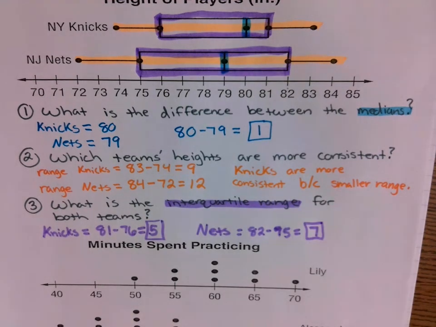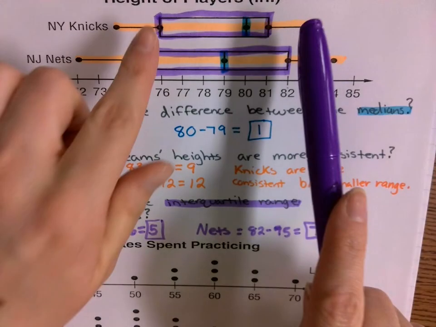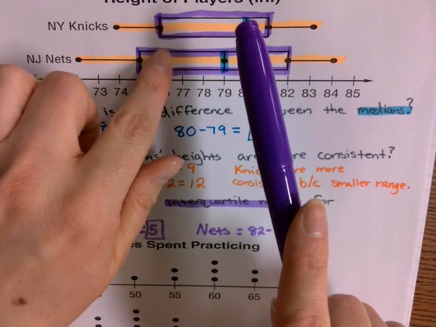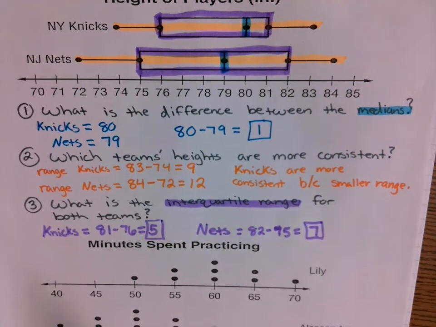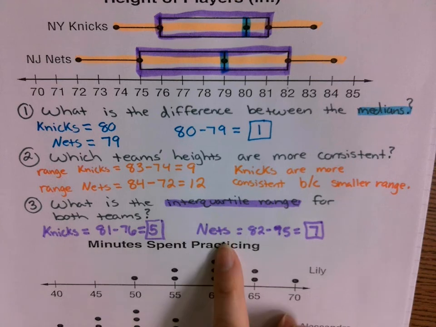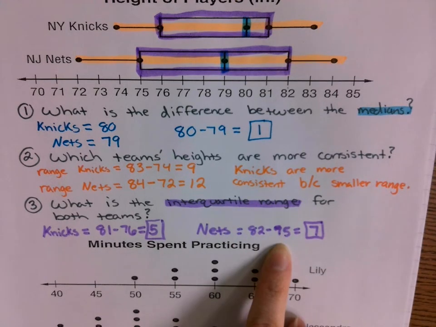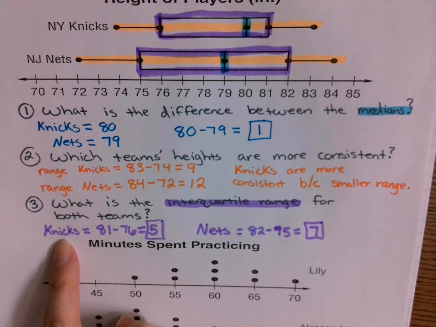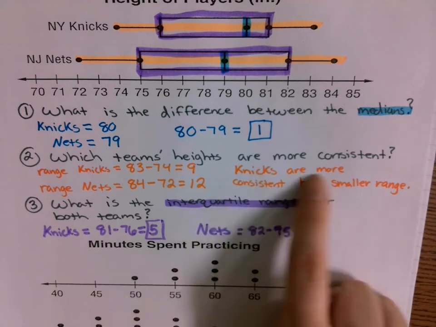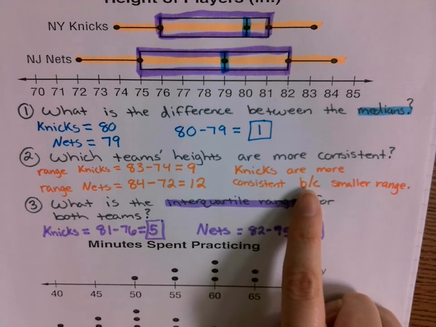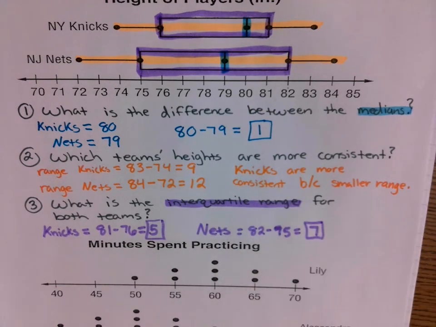Range is for the entire data. Interquartile range is just for that center 50%. Yes. What does what say? Under NICS, in the orange: NICS are more consistent because of the smaller range.